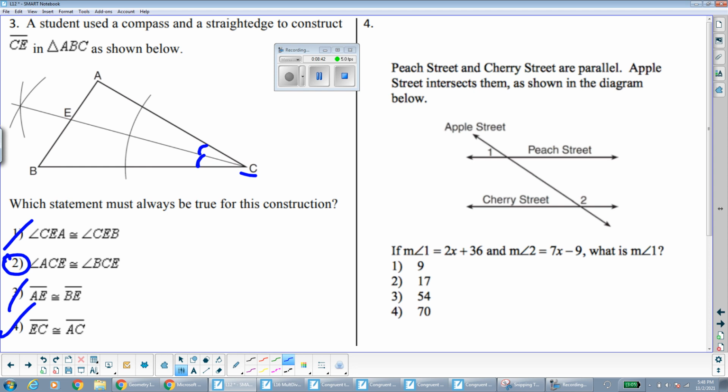If we take a look at number 4, they tell us that Peach Street and Cherry Street are parallel. So I'm going to draw that into my diagram. Those arrows mean that the lines are parallel to each other, and they tell us that in the question.